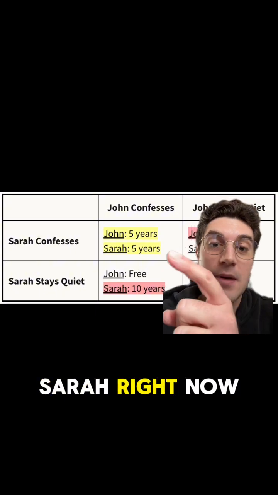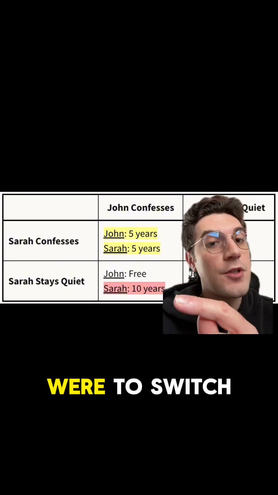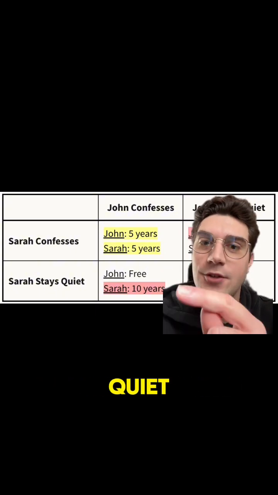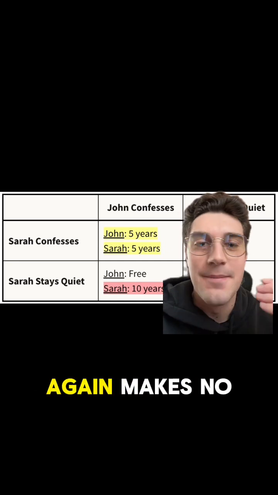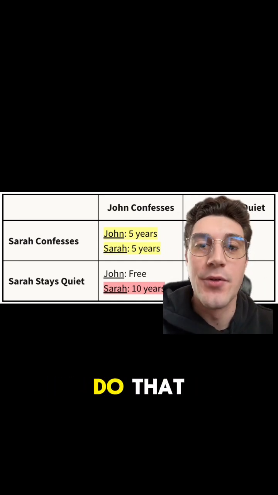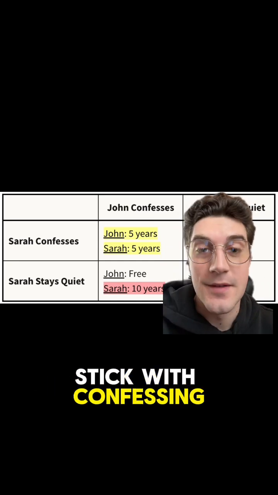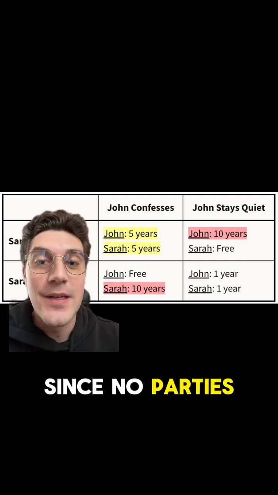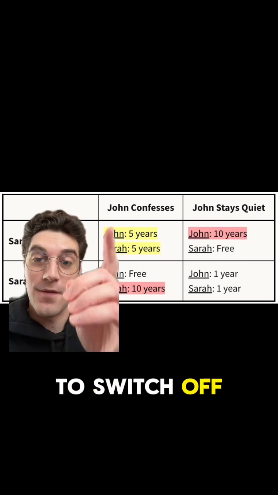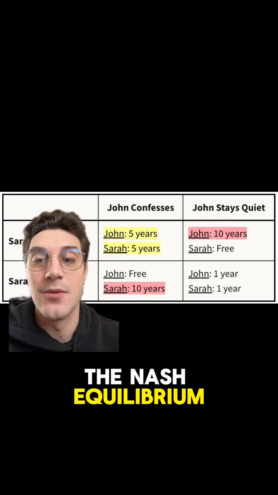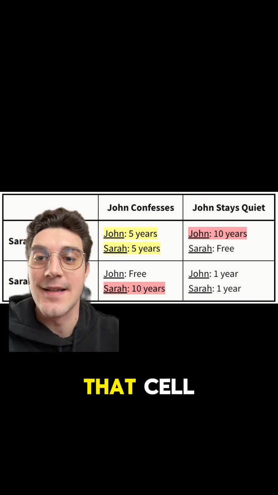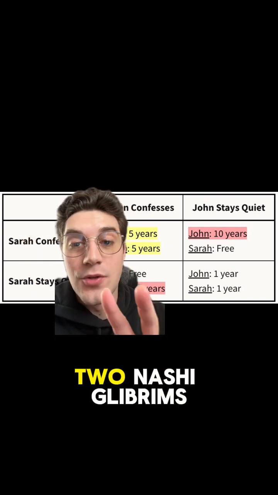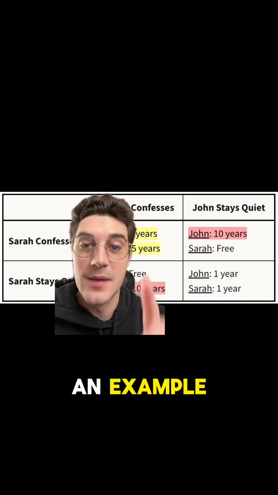Similar to Sarah. Sarah right now is getting 5 years by confessing, but if she were to switch her action and stay quiet, she'd get 10 years, which once again makes no sense. She has no incentive to do that, so she's gonna stick with confessing. Thus, since no parties have any incentive to switch off of confessing, that's gonna be the Nash equilibrium. The game will rest in that cell. There can be 2 Nash equilibriums, and if you wanna see an example, go on my site.